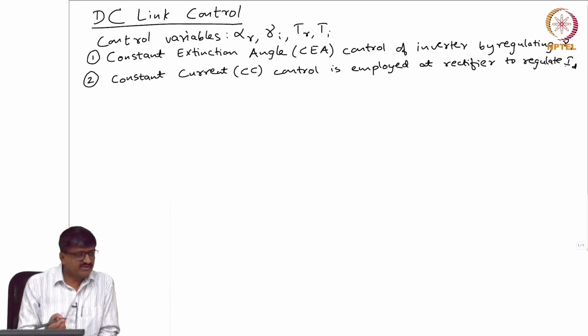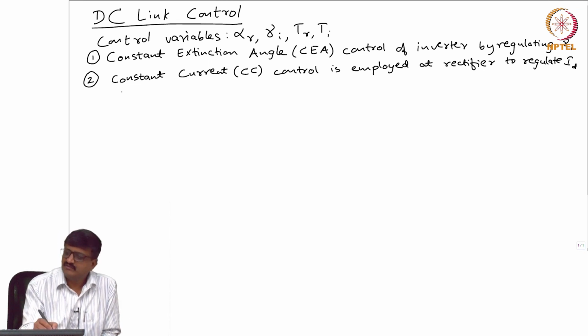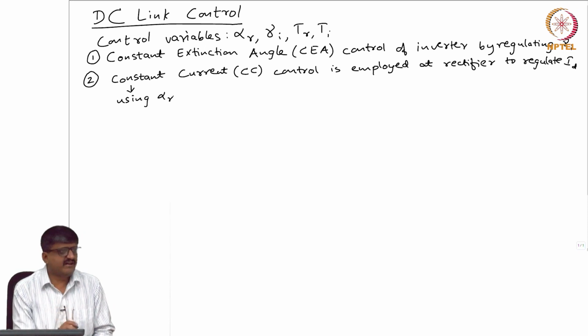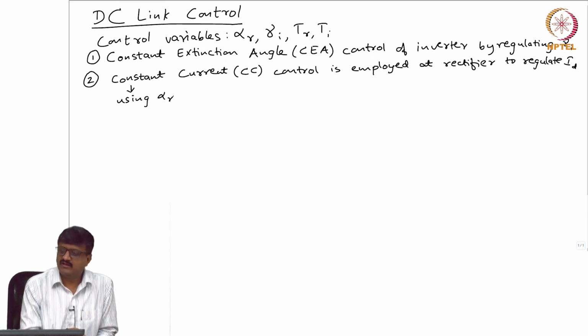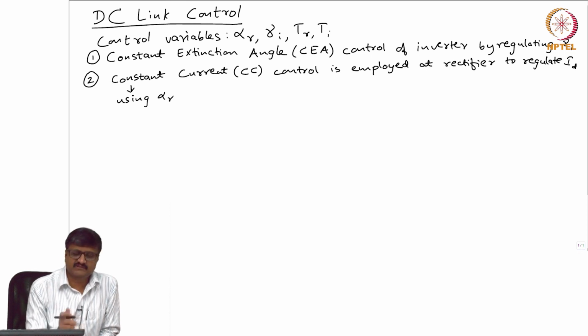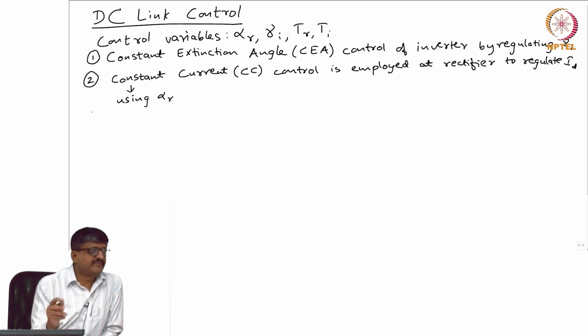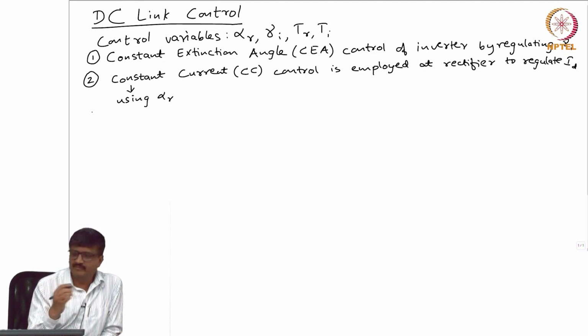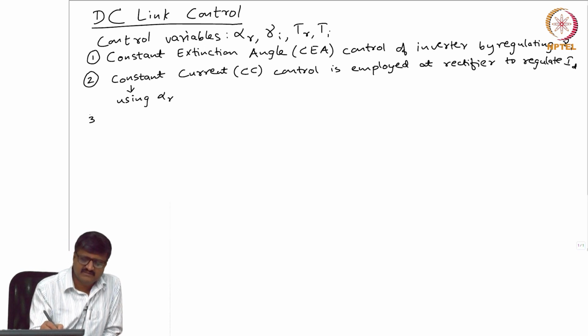So, what is used here? Alpha R. So, we change alpha R in order to control ID to the required value. If for some external disturbances ID tries to change, we change alpha R in order to bring back ID to the desired value.